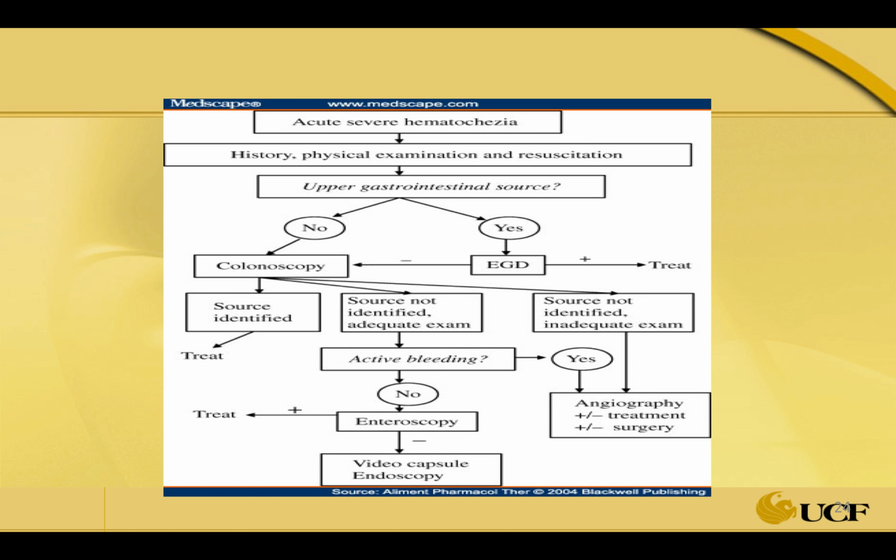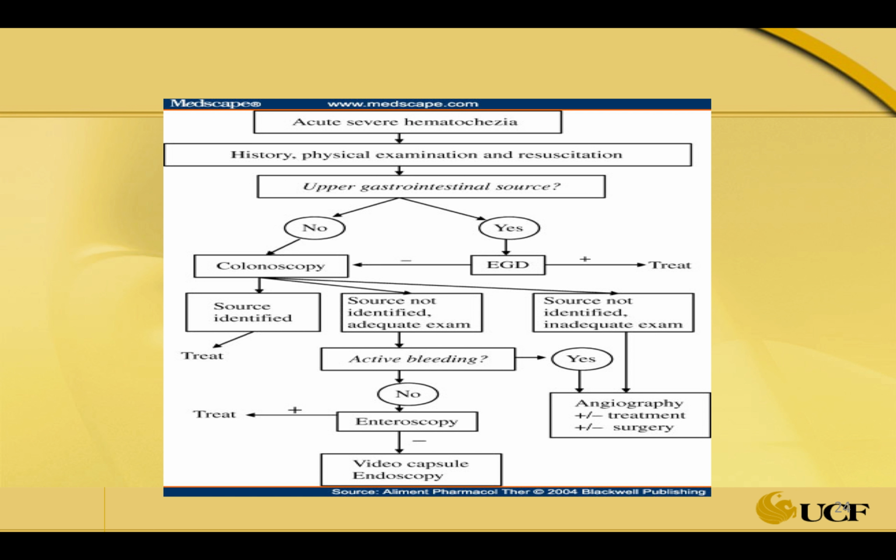Here, this is a general approach to lower GI bleeding. Again, basically, for acute severe hematochezia, we take into consideration history, physical exam, and resuscitation measures. And then we question whether there is an upper gastrointestinal source involved. If no, we go straight to a colonoscopy to identify the source and treat. But if the source is not identified, we perform an adequate exam.